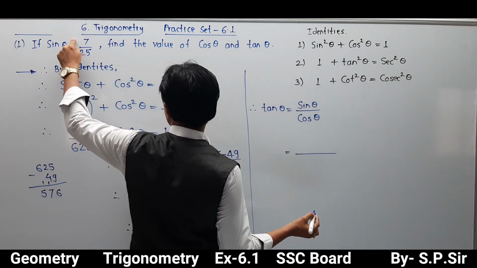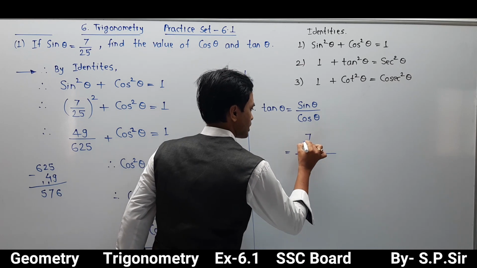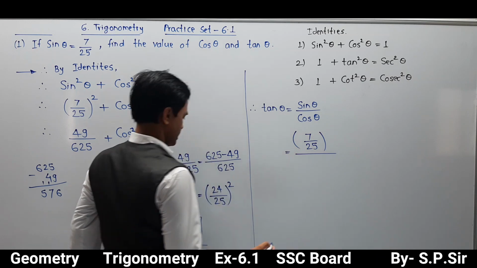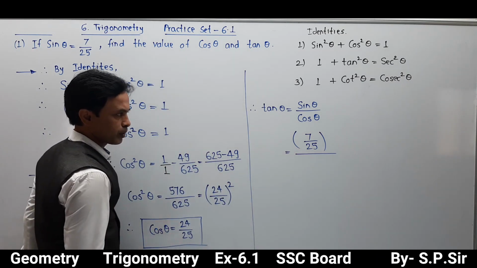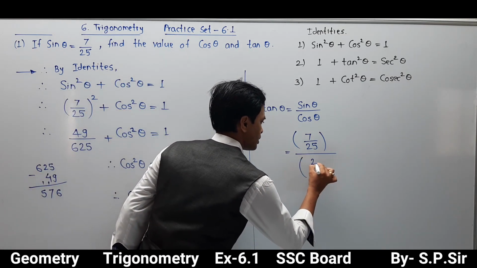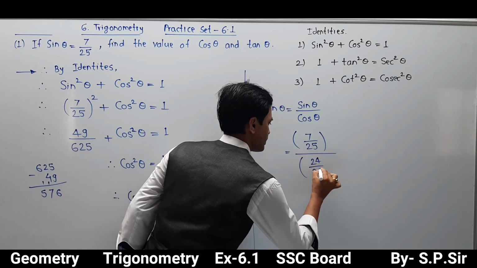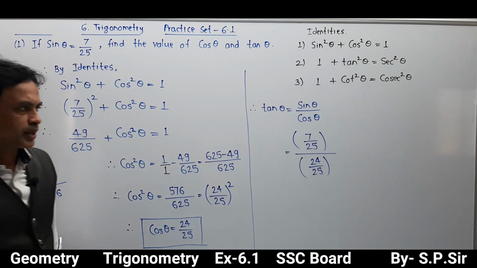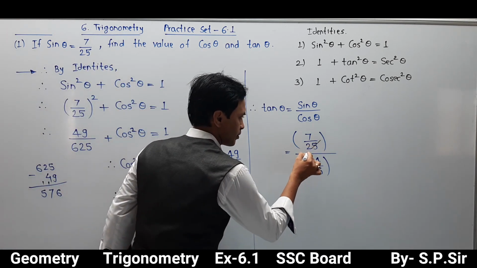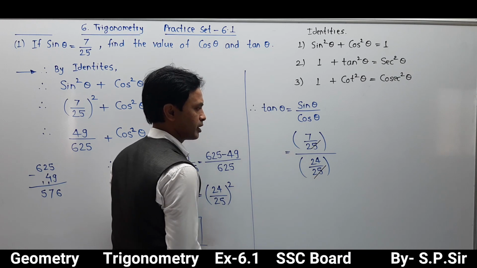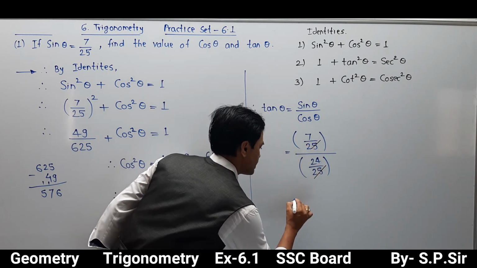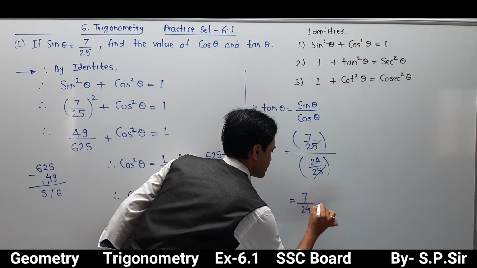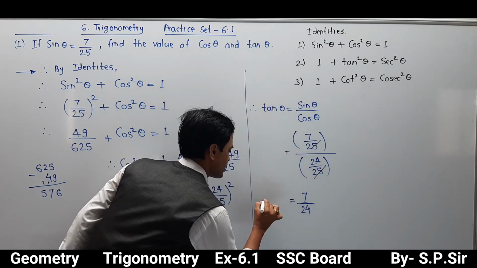So sin theta is 7 upon 25, and cos theta, which we have just calculated, is 24 upon 25. Here, if we cancel, the divided by 25 gets cancelled with the divided by 25. Your evaluation becomes 7 upon 24. And this is the value of tan theta.